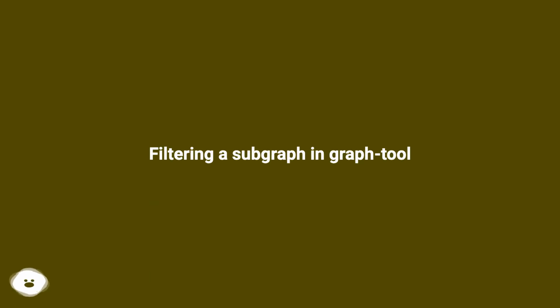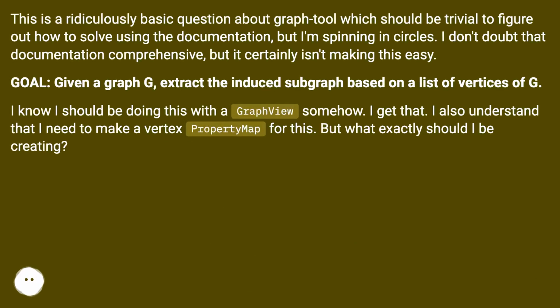Filtering a subgraph in Graph tool. This is a ridiculously basic question about Graph tool which should be trivial to figure out using the documentation, but I'm spinning in circles. I don't doubt that the documentation is comprehensive, but it certainly isn't making this easy.